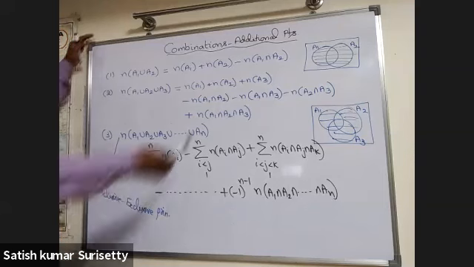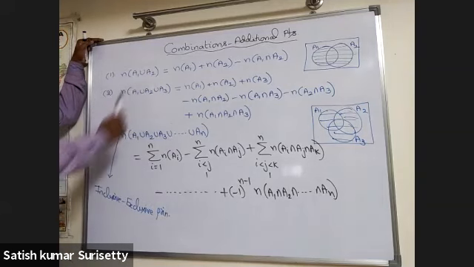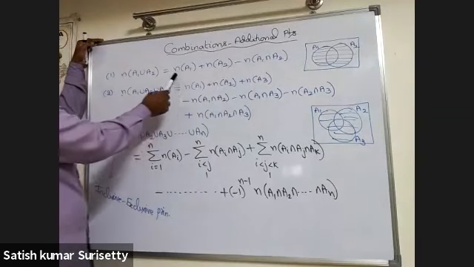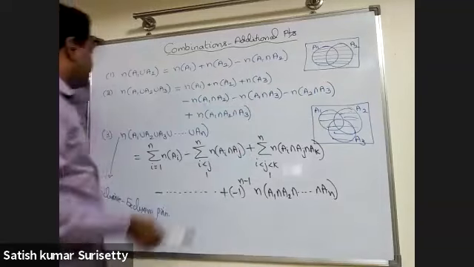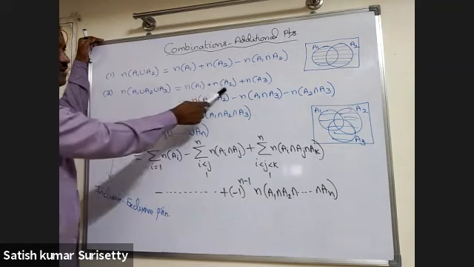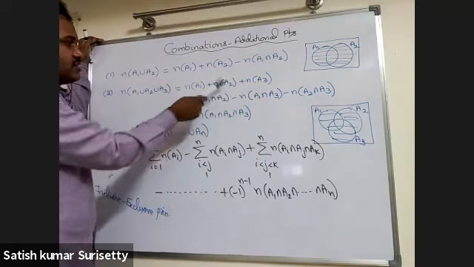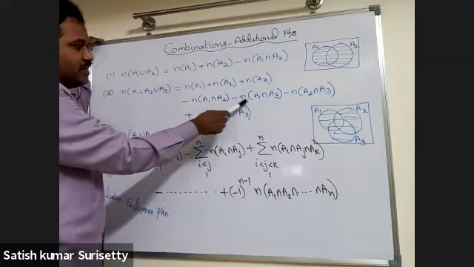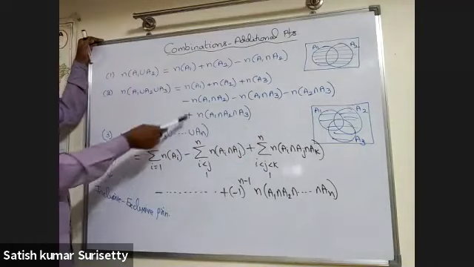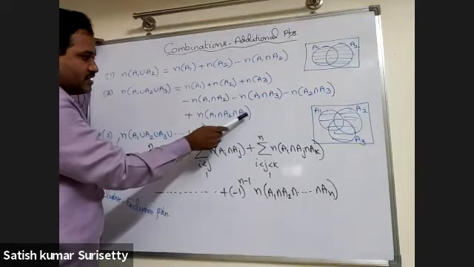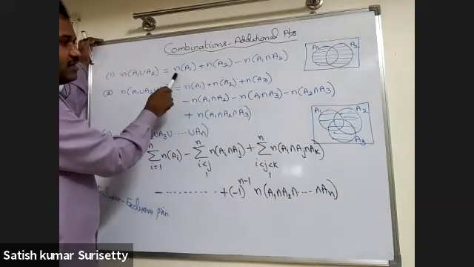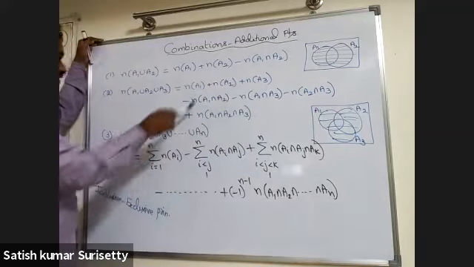So if you have two sets, n of A1 union A2 you can write as n of A1 plus n of A2 minus n of A1 intersection A2. This you can understand from the Venn diagram also. Now, if you have three sets, n of A1 union A2 union A3 is n of A1 plus n of A2 plus n of A3 minus two sets at a time, that is n of A1 intersection A2 minus n of A1 intersection A3 minus n of A2 intersection A3. Next, three sets at a time, that is plus n of A1 intersection A2 intersection A3. This also can be derived from the previous formula, or else from the Venn diagram you can identify this.